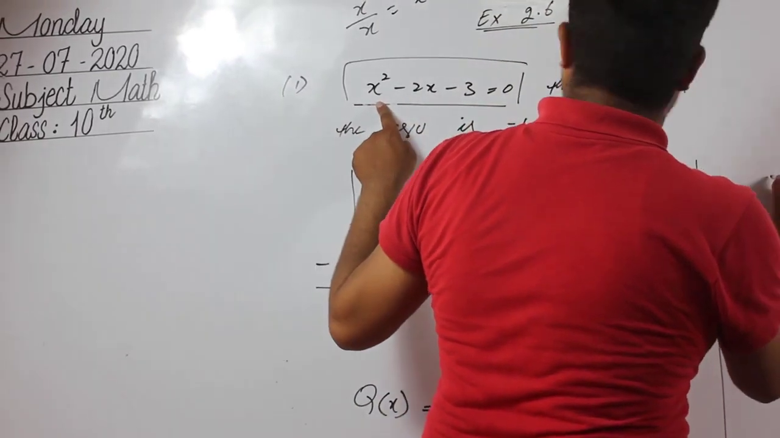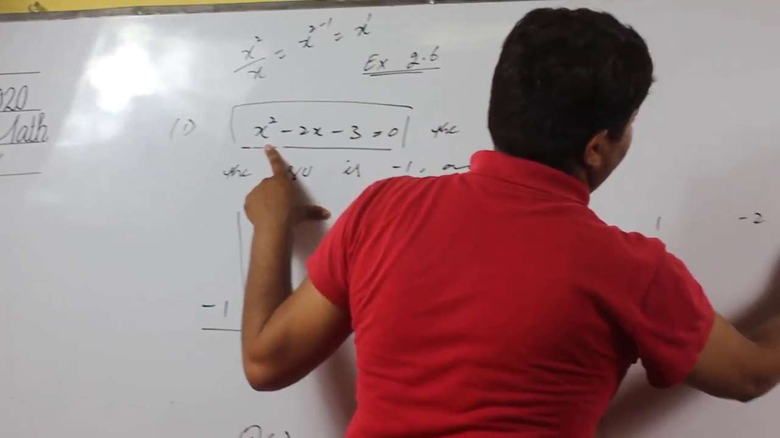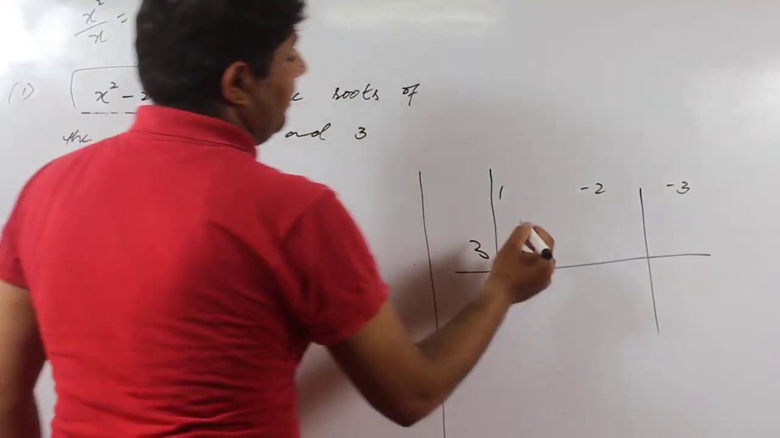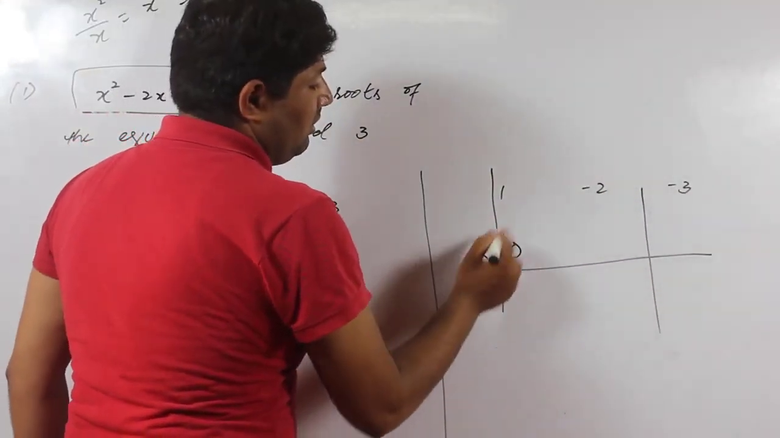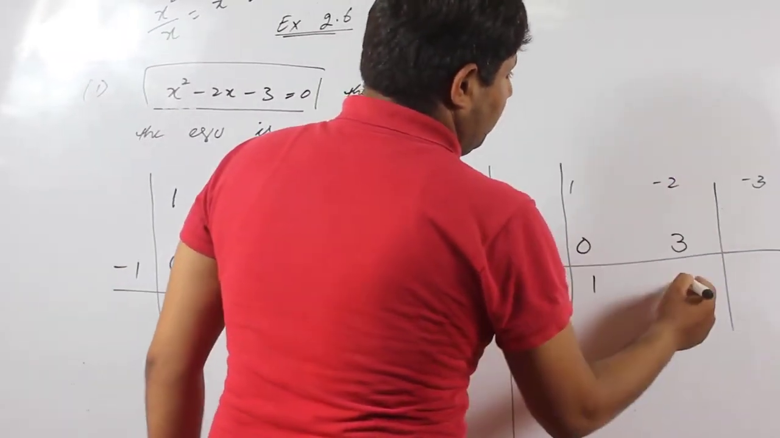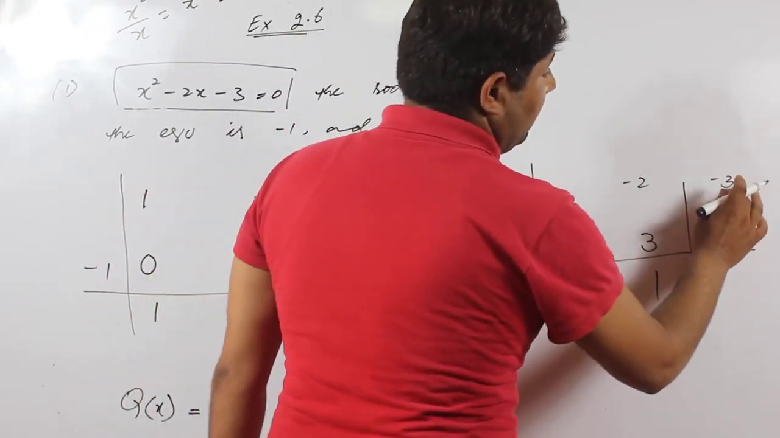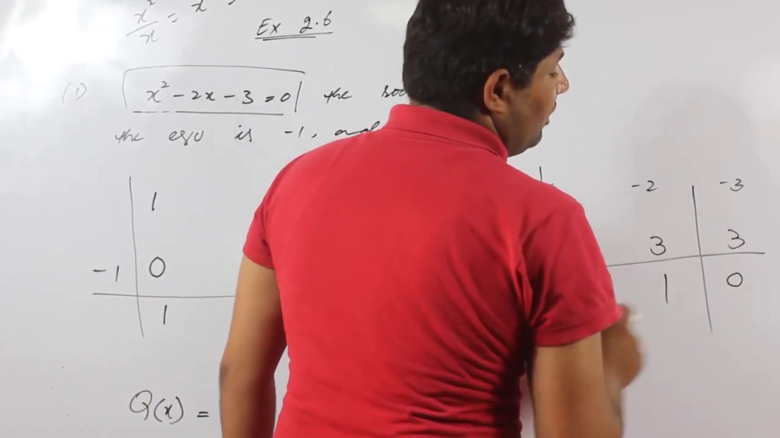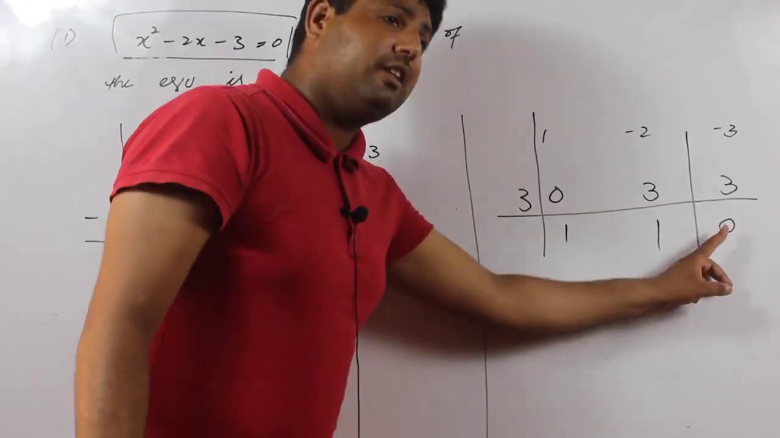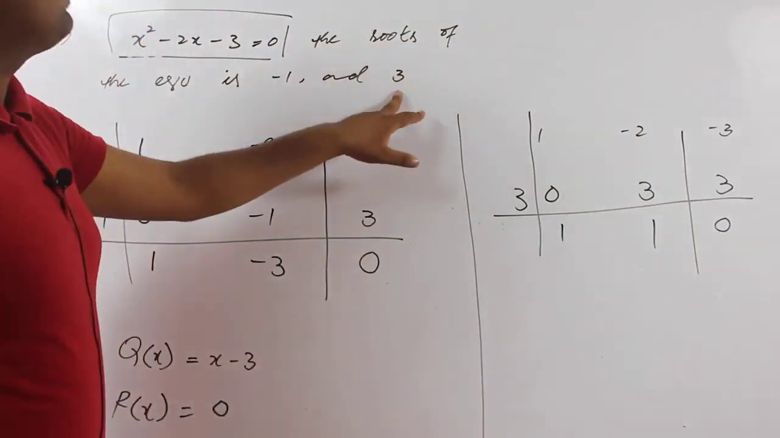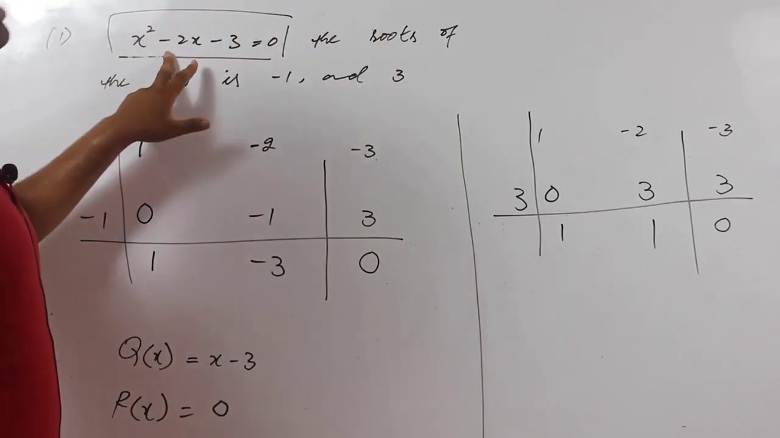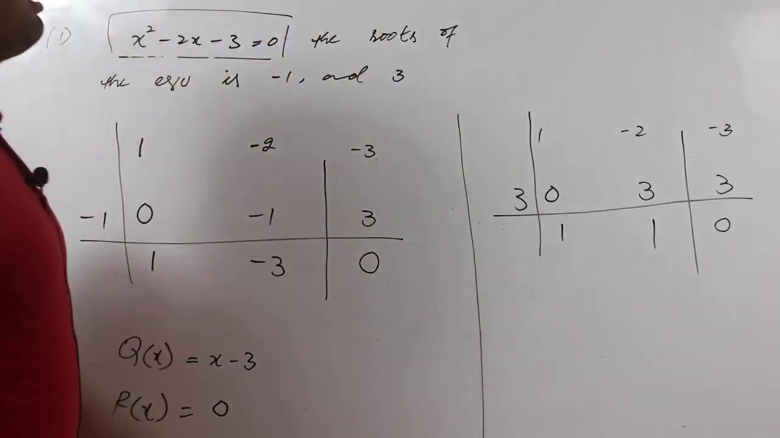Write the coefficients again: 1, minus 2 and minus 3, divided by 3. First put 0, plus 1. 3 ones are 3, plus 1. 3 ones are 3, minus 3 plus 3 is equal to 0. The remainder is 0. We can say that 3 is a real root of the equation. It means 3 is the exact answer of this equation.